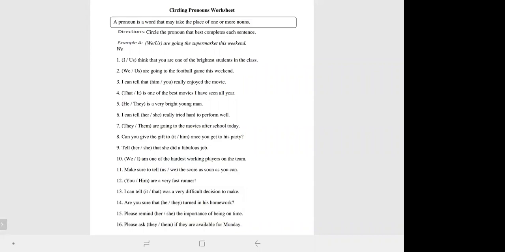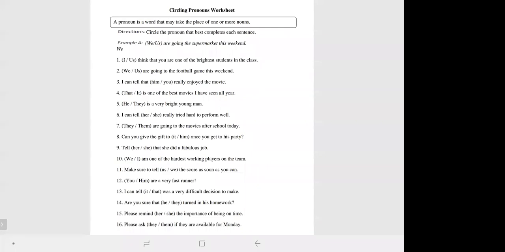I think that you are one of the brightest students in the class. Yes, I is the correct pronoun. I is taken as an answer because the first reason is it's found in the place of the subject. I think that you are one of the brightest students in the class. Very good. What about number 2?